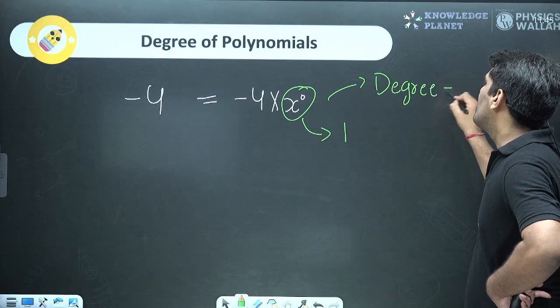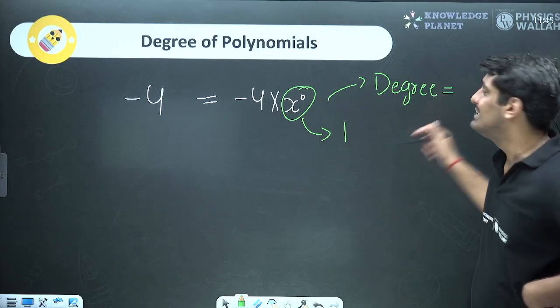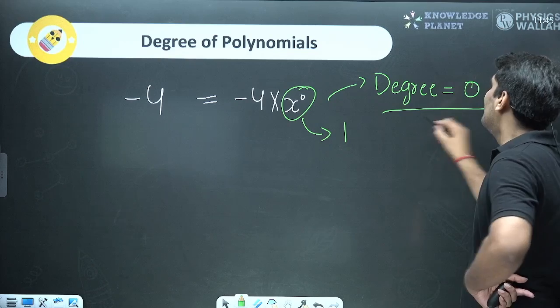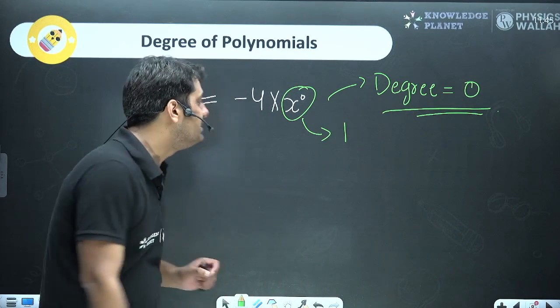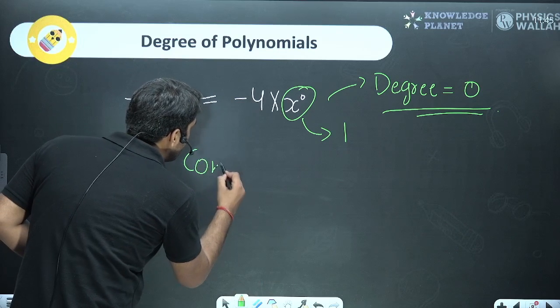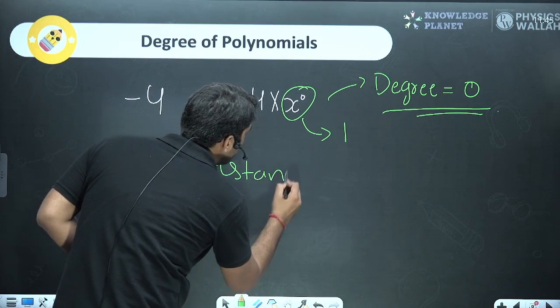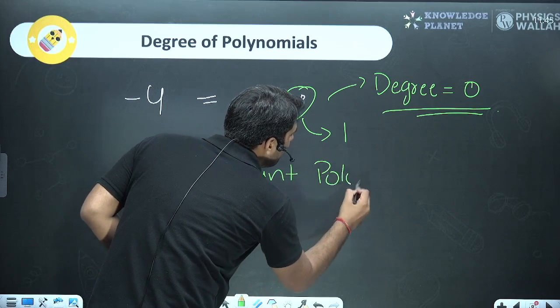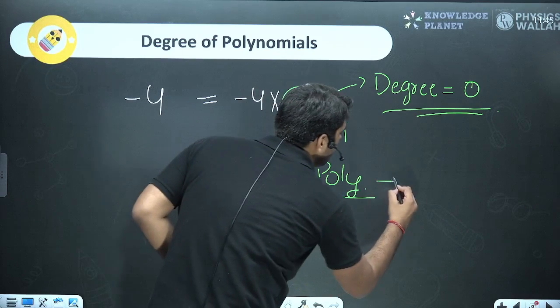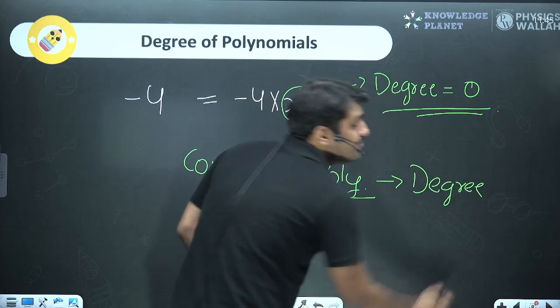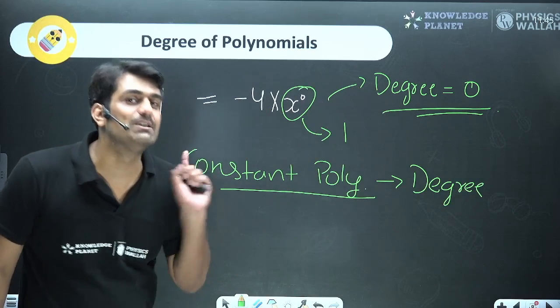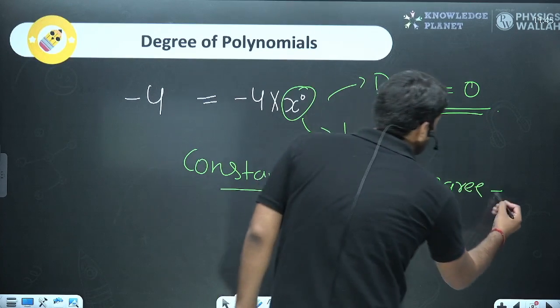So will it work for all the constant polynomials? You might think about this part. Yes, all the constant polynomials would have a degree of 0. For constant polynomials, the degree will always be 0, because that is the thing which is making them polynomials in the first place. So degree will be equal to 0.